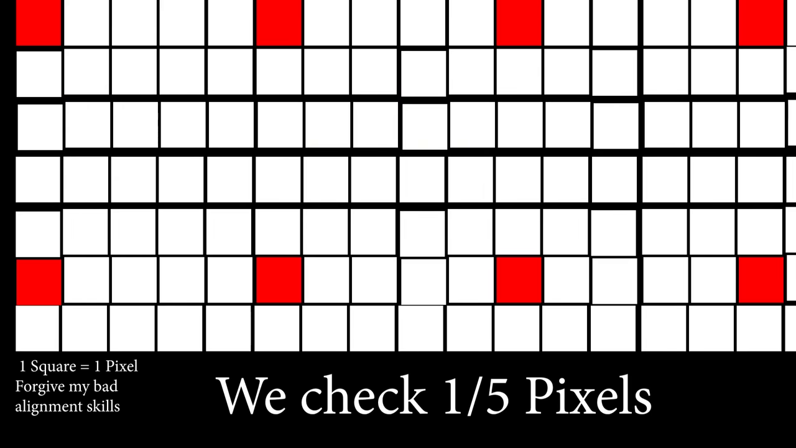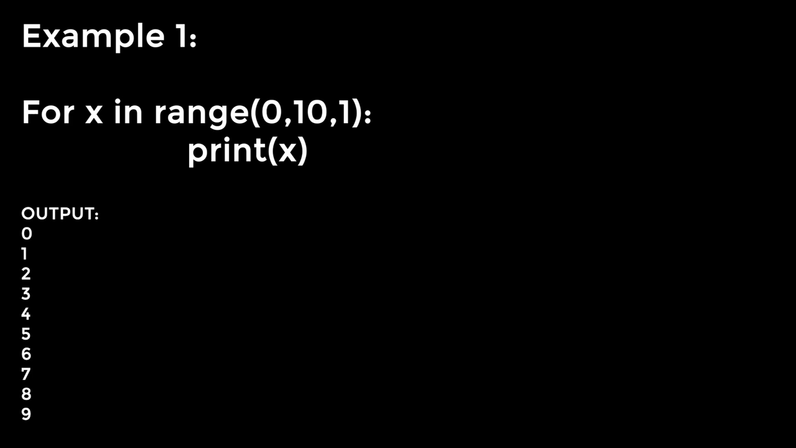Okay, so since checking every single pixel in our screenshot for a match is a bit overkill, we will instead check the first pixel, then the fifth, then the tenth, etc. But first, let me explain how a for loop works. Let's take this example: for x in range(0, 10, 1): print(x). This will output every single number starting from 0 up to 9.